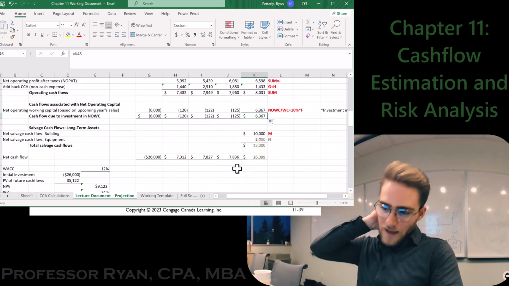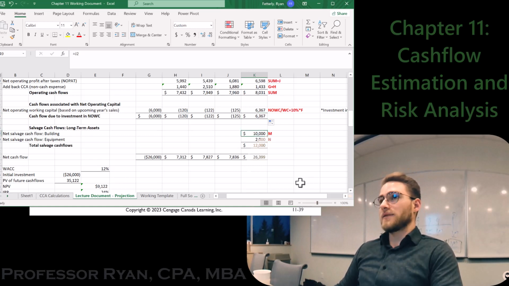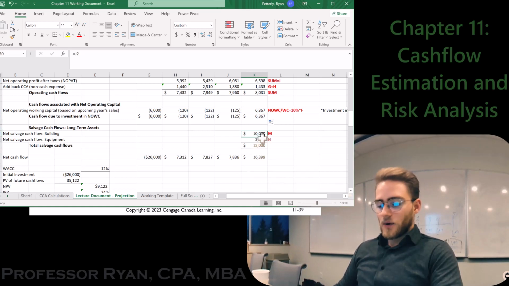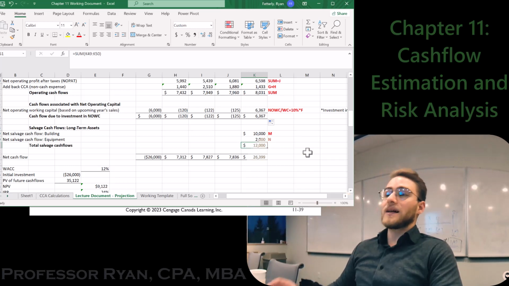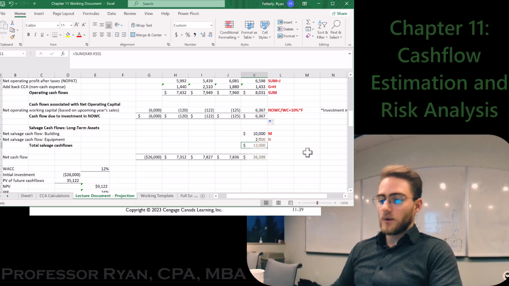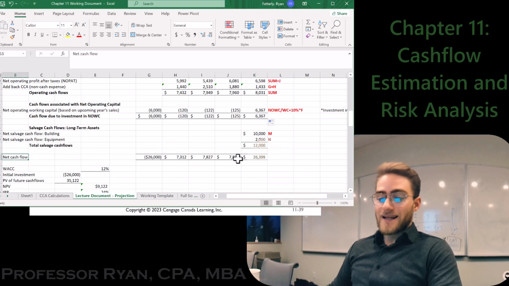And then I also have to factor in my salvage value. So if you remember above, at the end of this, we can sell the building for 10 mil and we can sell the equipment for 2 mil. So because we're going to sell all that at the end of this project, that's $12 million in cash inflows that we're going to get, right? And so this will be our total salvage values. And then basically our total net cash flows are going to be as follows.